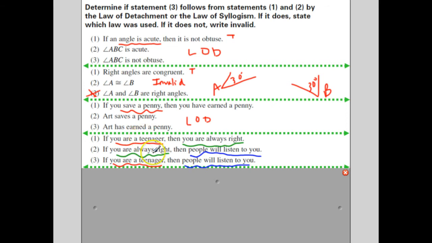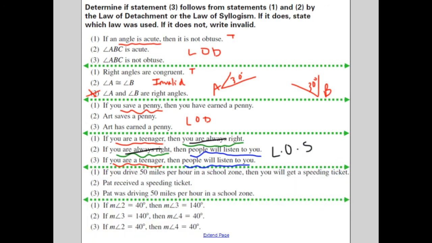Well, let's think about it this way. If red, then green. If green, then blue. So that green part we can take out because it's repetitive. And then we can just cut and paste. If you're a teenager, then people will listen to you. And that's what we have. So this is true using the law of syllogism.